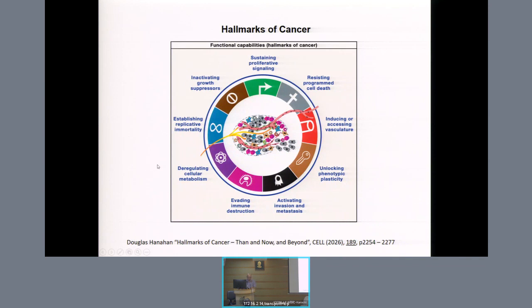Have you gone through this hallmarks of cancer? No. So I will strongly recommend you to go through this paper.